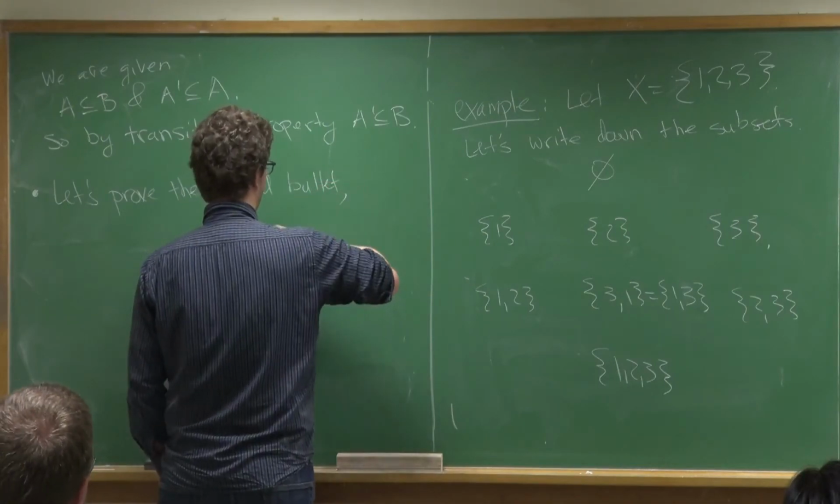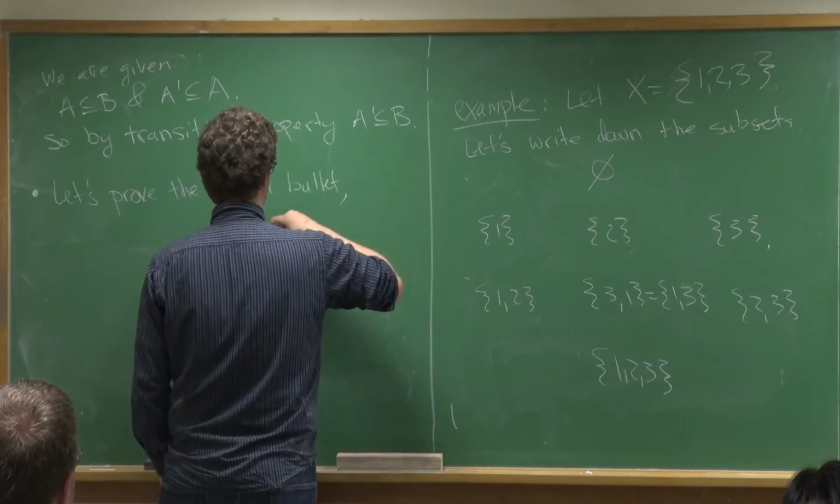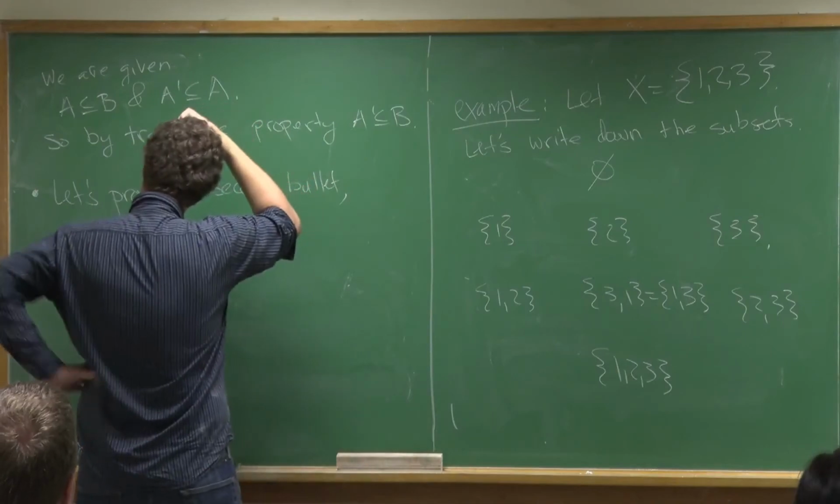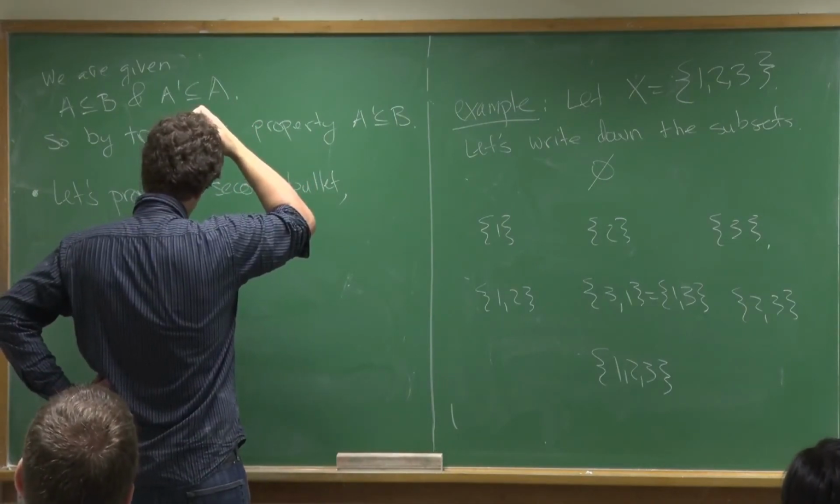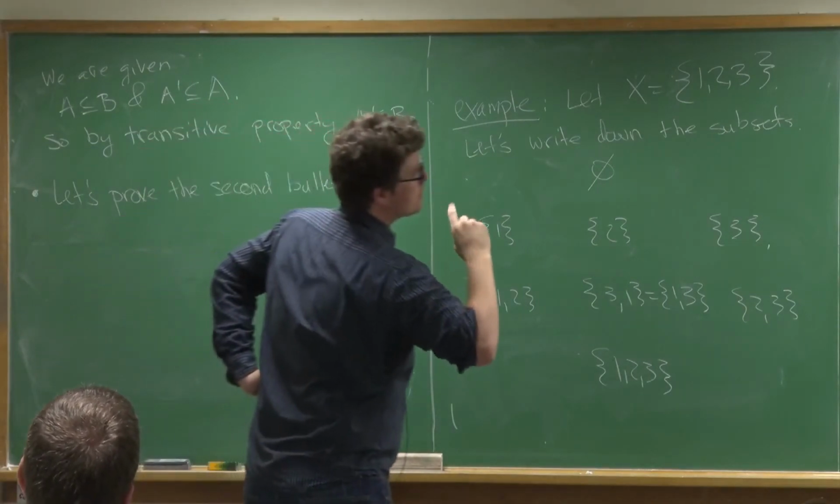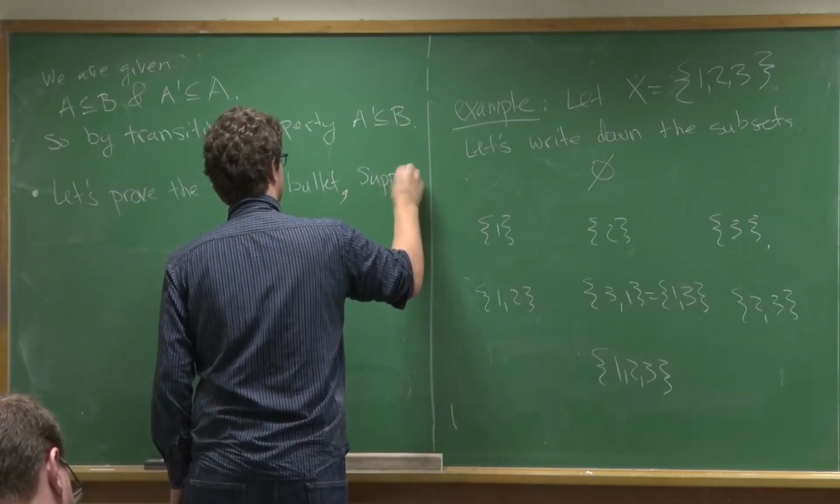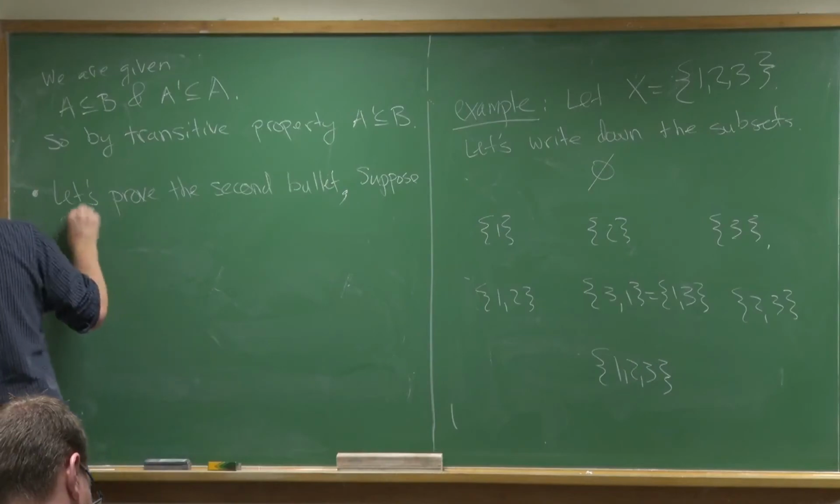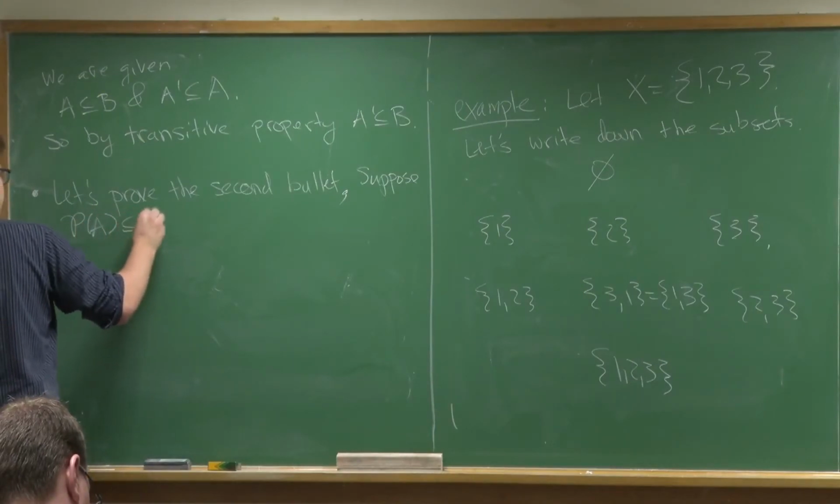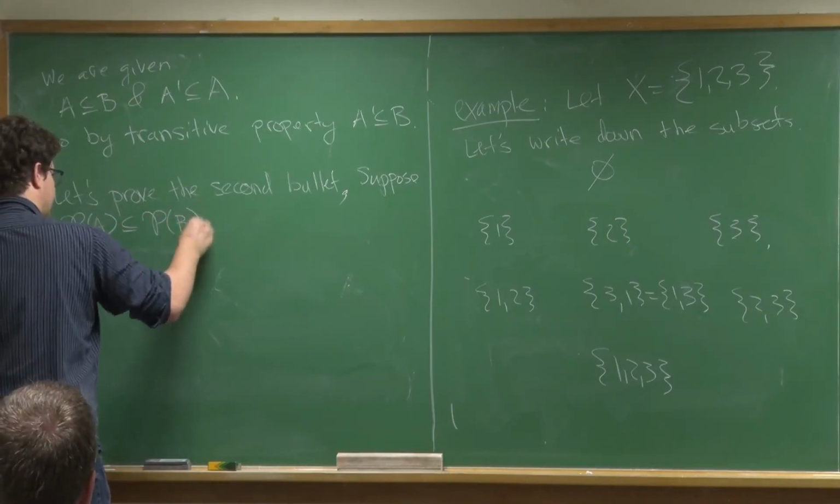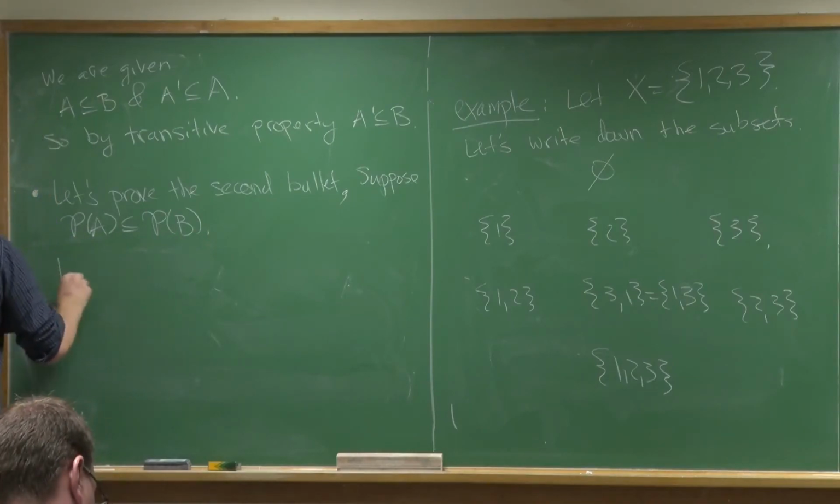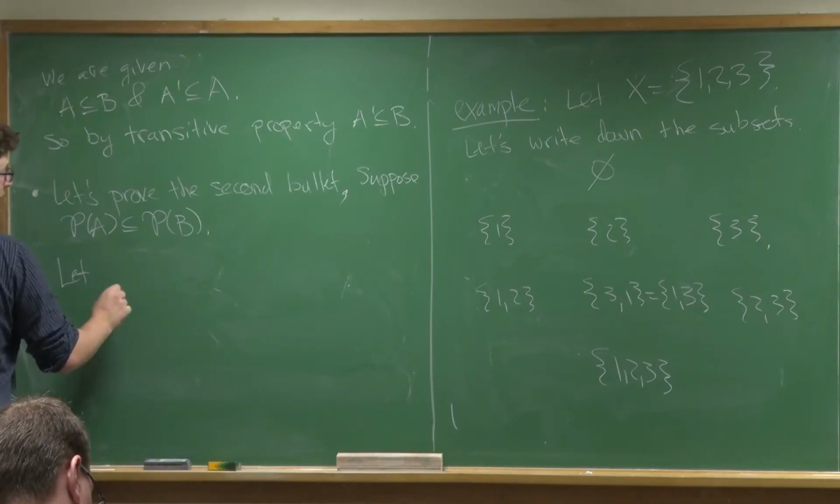Okay, so suppose that P of A is a subset of P of B. Okay, and so now this is what we're supposing, and so we'll let a be an element of A.